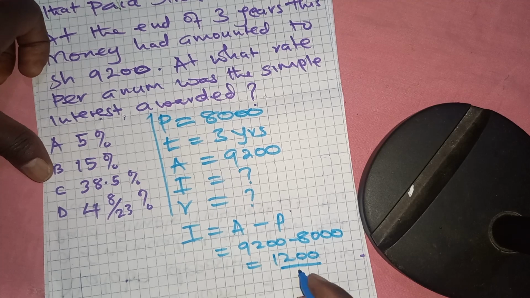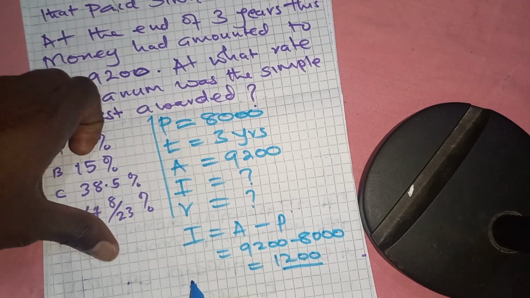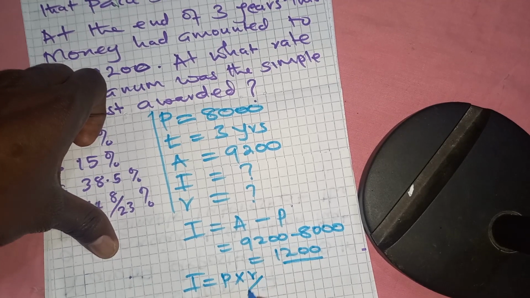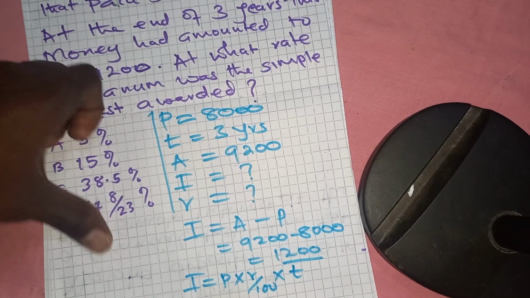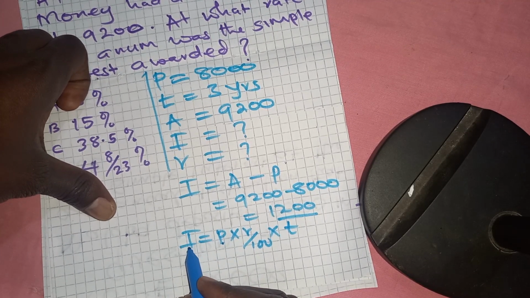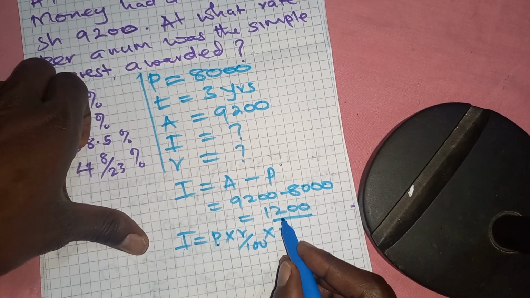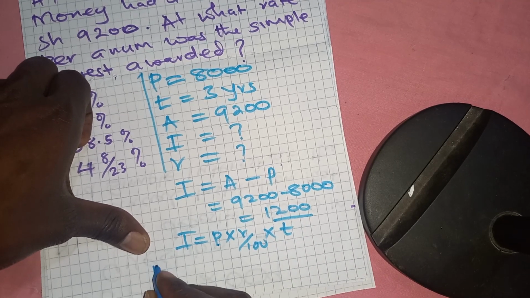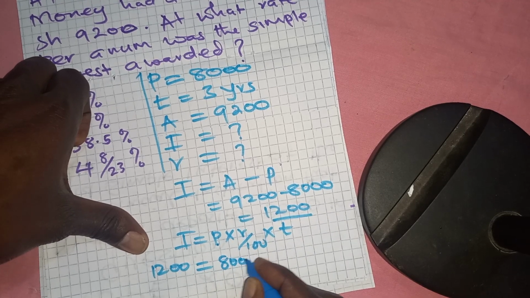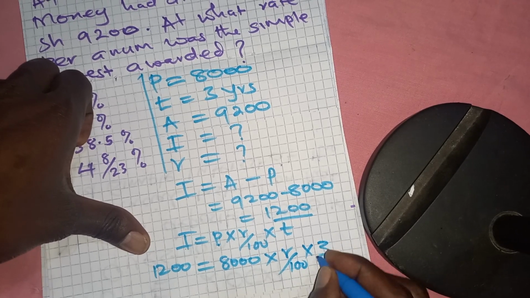Okay, so having interest and you have principal and you have time, you can calculate rate, because you know that interest is calculated by multiplying principal times rate over 100 times time. Already you have principal, you have interest, and you have time. So you are just remaining with rate. You come and say the interest that you have gotten, 12,000, is equal to principal, which is 80,000, times rate over 100 times time, 3 years.